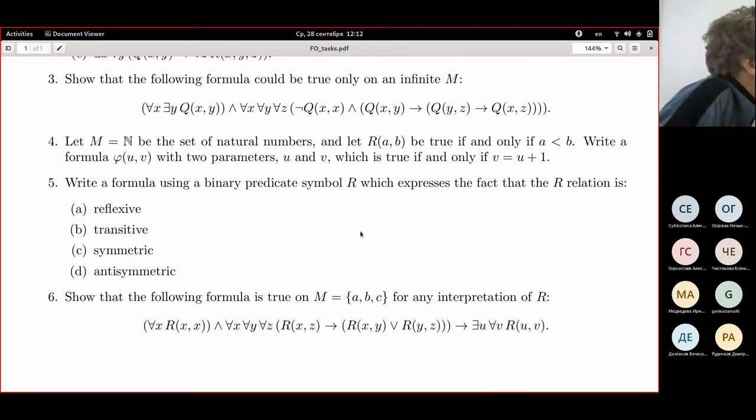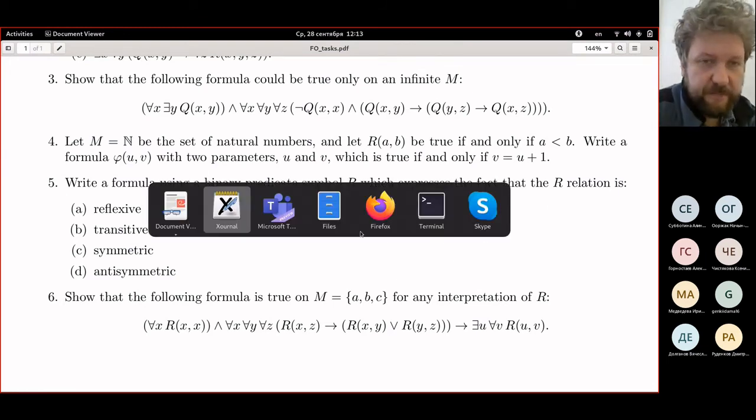For problem number five, I think there's no need to discuss it here, because with reflexive we already did it, and symmetric, antisymmetric you can also do. And finally, problem number six. Who wants to show problem number six? I did it once. Anyone else? No? Well, maybe let's call you then. If we find a good marker, it would be nice.